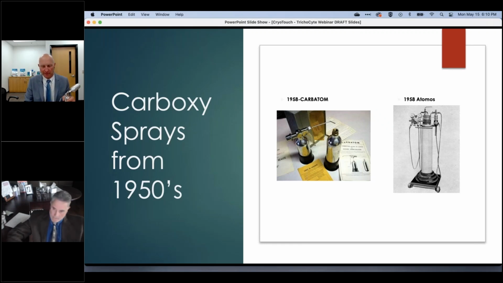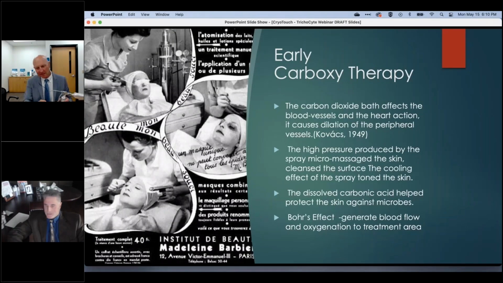A larger version of this is also shown, and if you can see this close enough, you'll notice it's all stainless steel. So for whatever person was operating this, I'm assuming an esthetician, they must have had forearms that were huge after time with this. And so these are actually some postcards that were advertisements in France way back when, and you could see Madame Barbier and the advertisements that she had in Paris using the Carbotom for these treatments.